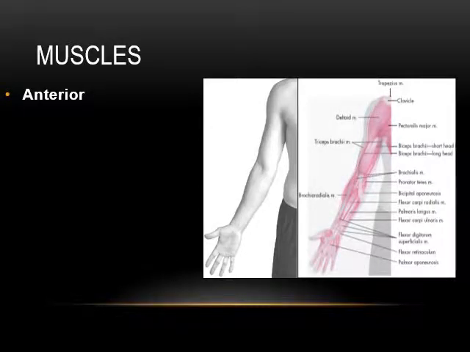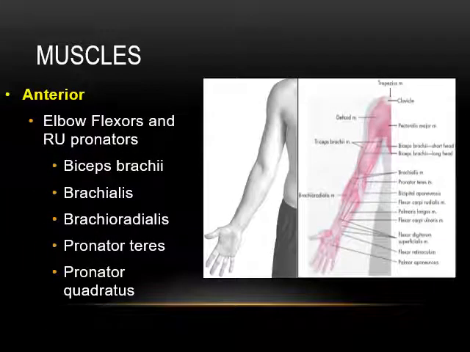So again, anterior and posterior views. On the anterior side, you can see the elbow flexors and the radioulnar pronators. If you look at the picture on the right, you can see how they all align when you're looking in the anatomical position on the anterior side.